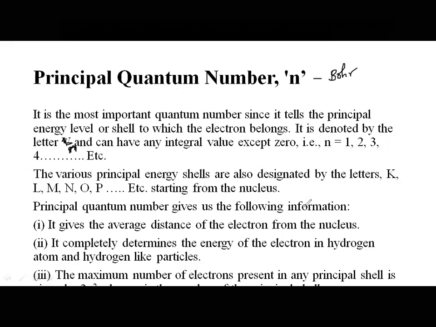The principal quantum number gives us the following information. It gives us the average distance of the electron from the nucleus. Very important, it determines the energy of the electron in the orbit where the electron is present. You can even find the maximum number of electrons in an orbit using the principal quantum number. For a particular orbit, how many electrons can be present? It is given by 2n square, where n stands for the principal quantum number. No energy shell in an atom of known elements possesses more than 32 electrons. The maximum number of electrons is 32.